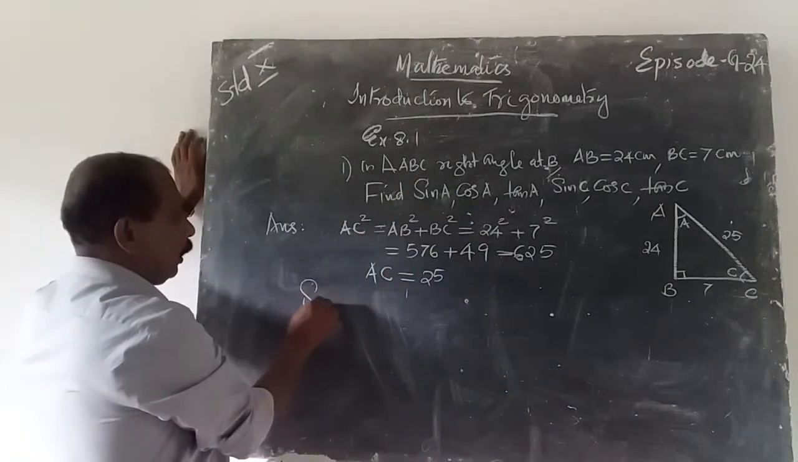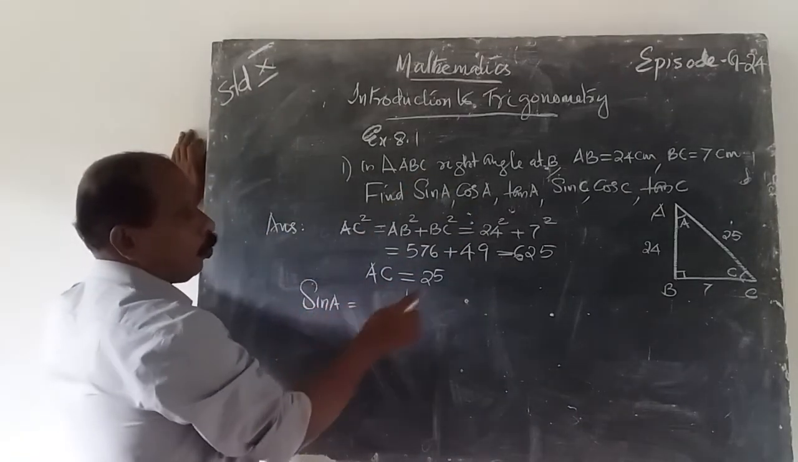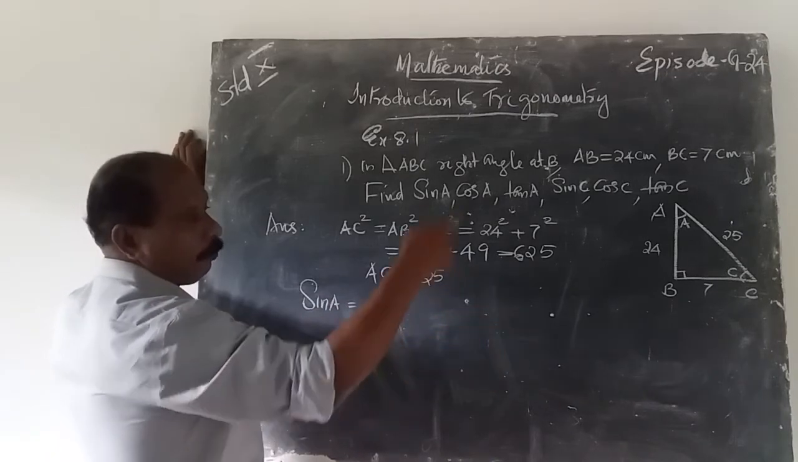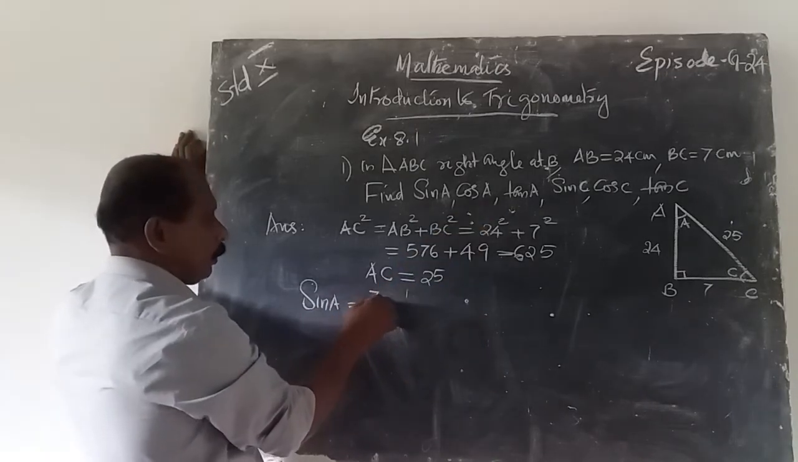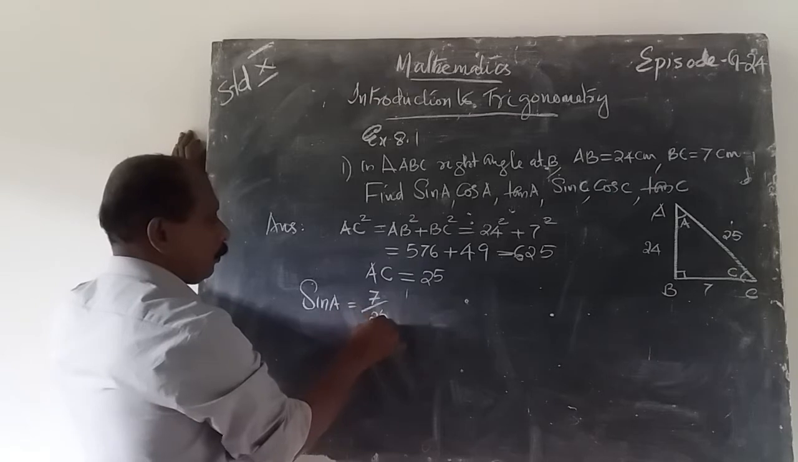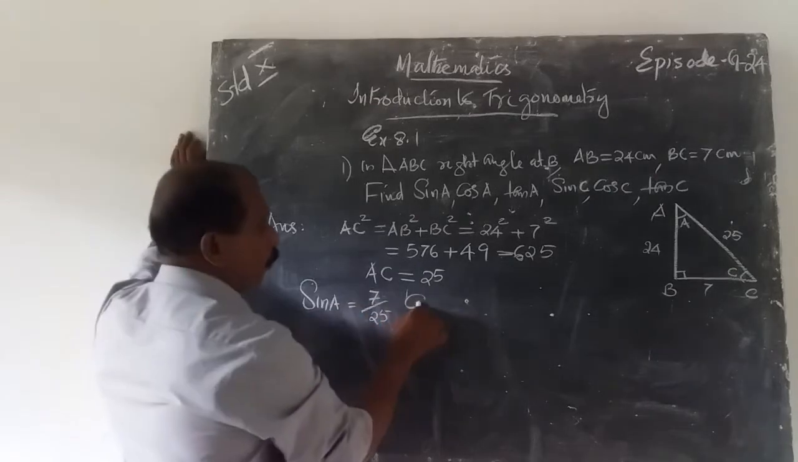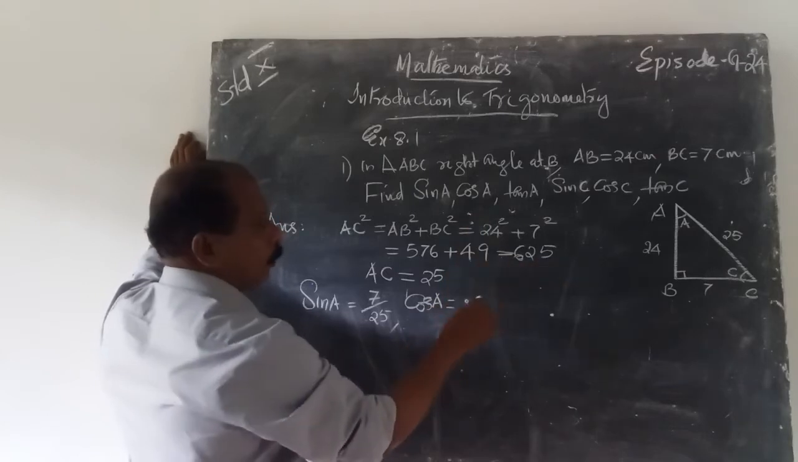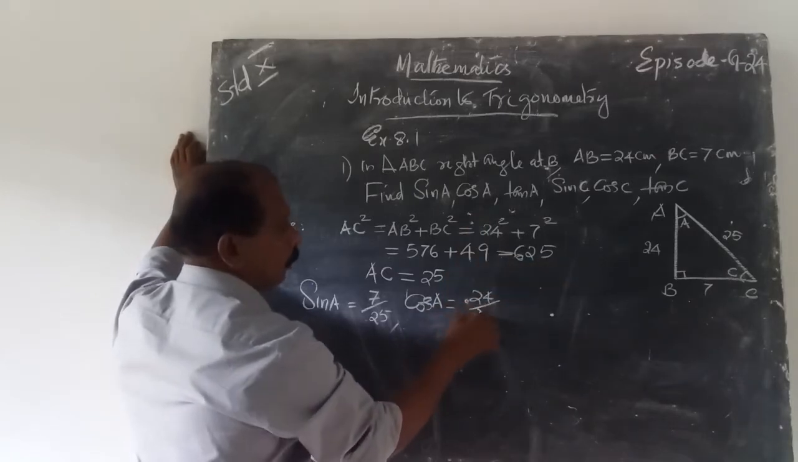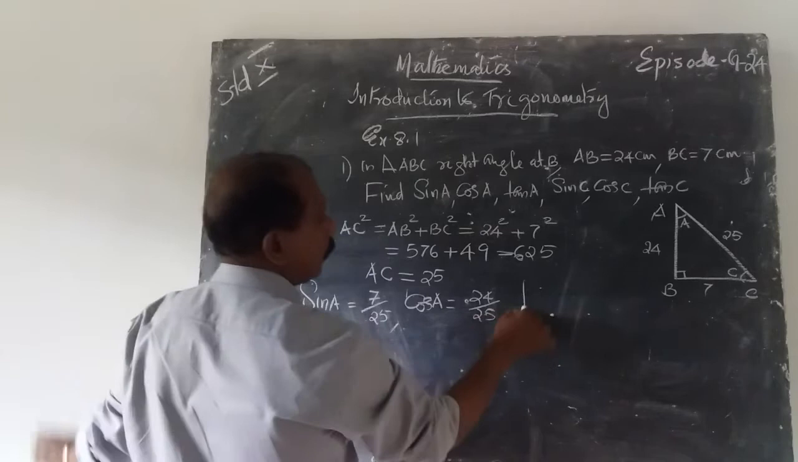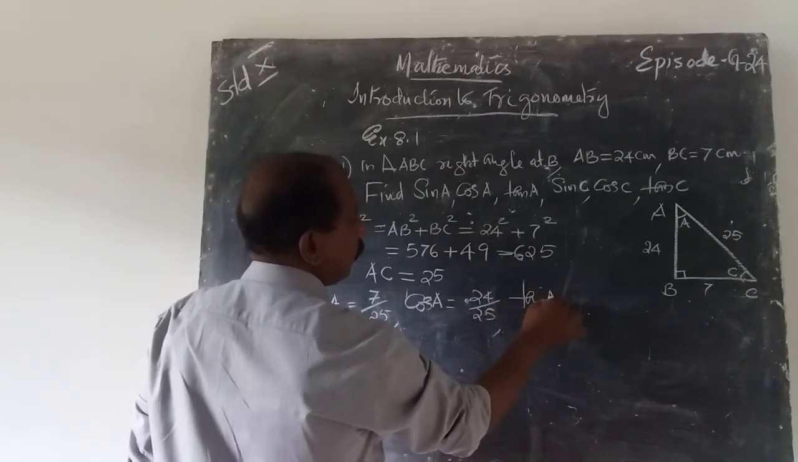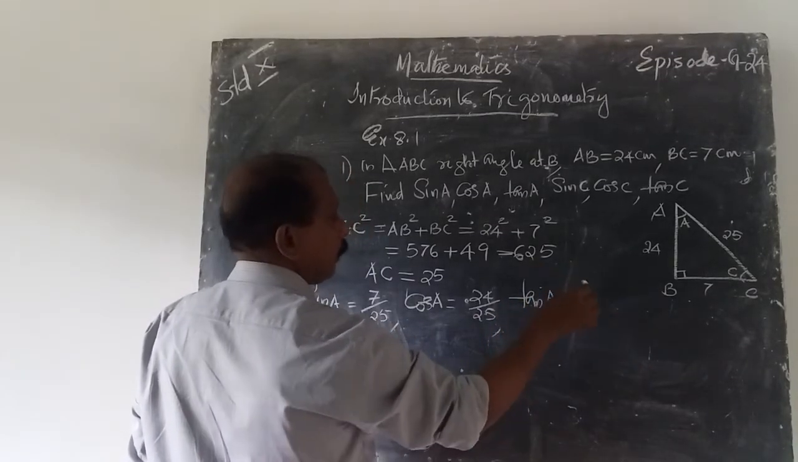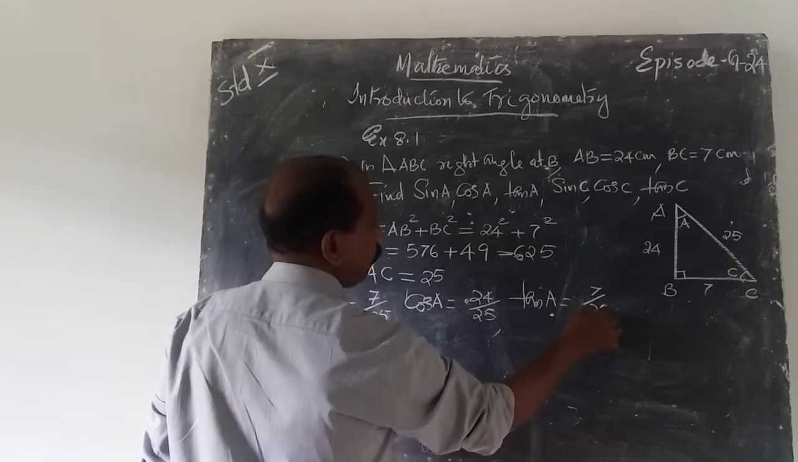That is sin A is equal to opposite side by hypotenuse, 7 by 25. Cos A is equal to adjacent side by hypotenuse, that is 24 by 25. Tan A is equal to opposite side by adjacent side, 7 by 24.